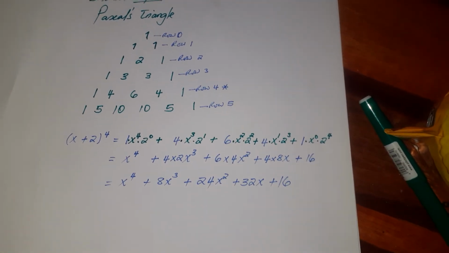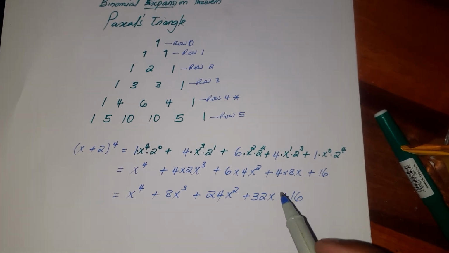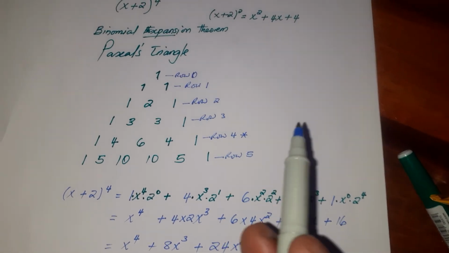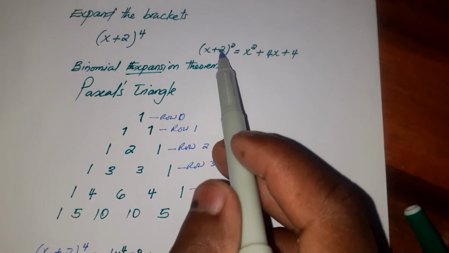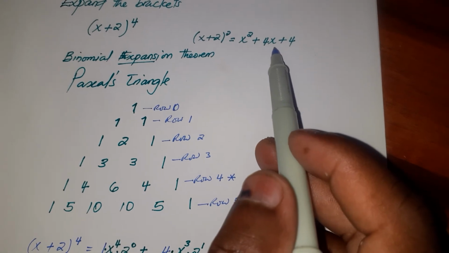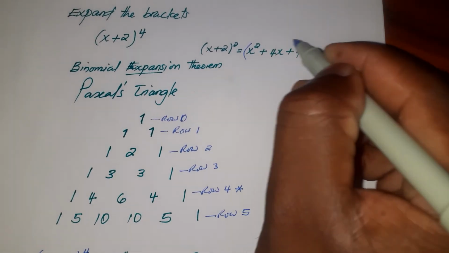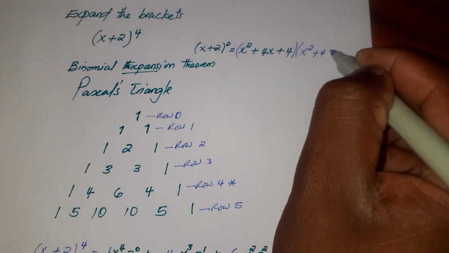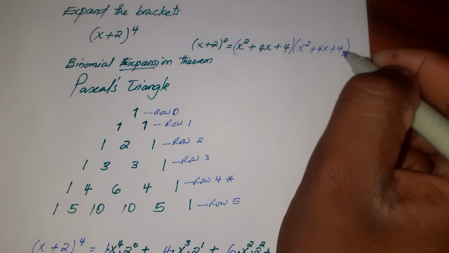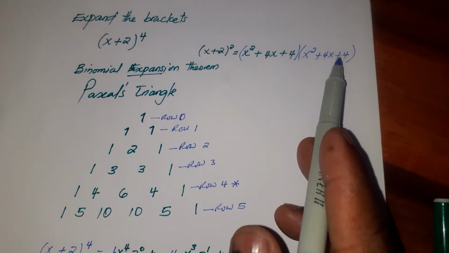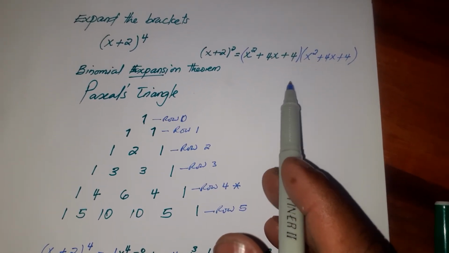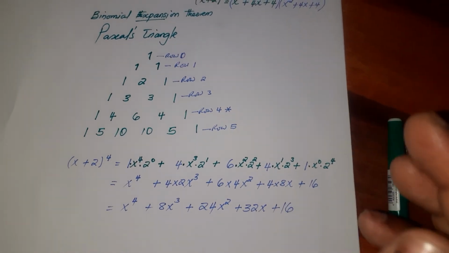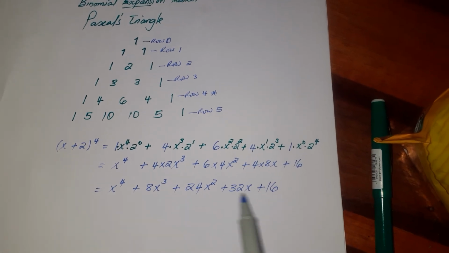If you want to confirm this answer, since we know from the beginning that this bracket can be written in that form, you can try to multiply this bracket by itself twice. We can try to do that. You can see we have 3 terms there. So you are going to have so many terms, but when you simplify them, you should get to this answer.